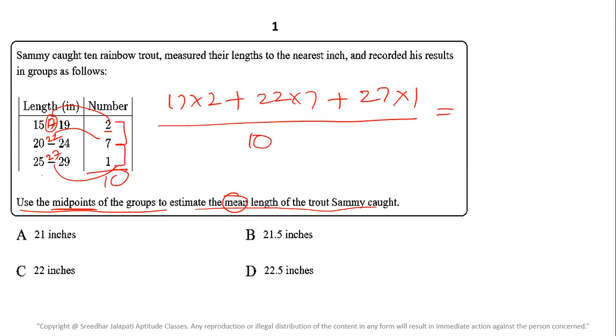If I simplify, 17 times 2 is 34, 22 times 7 is 154, and 27. On adding all these, we get 215, divided by 10. So 21.5 inches. So the mean is 21.5 inches. How did you calculate the mean? Sum of the objects divided by the number of objects. Here we are asked to use the midpoints, so 17 2 times, 22 7 times, 27 1 time, divided by the total of 10 objects.